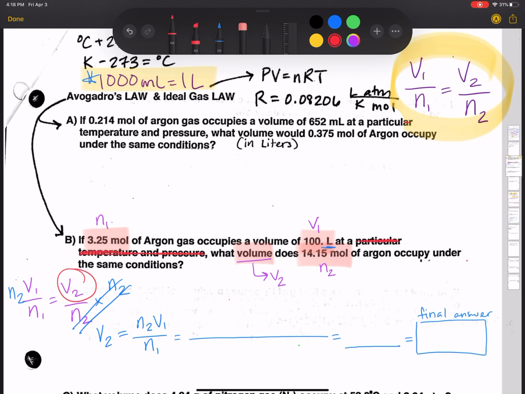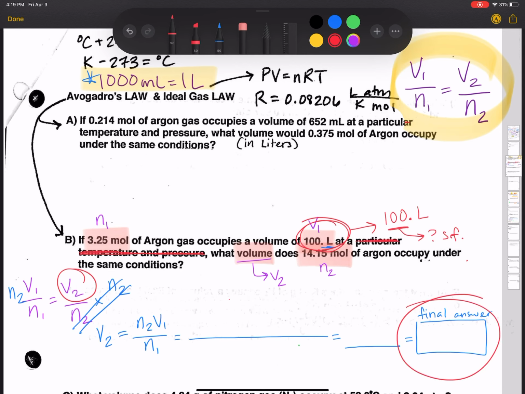Remember, you're focusing on all your data. So you have two sets of moles and you have a set of volume. Notice the volume is 100. liters. So pay attention to this to figure out or to remember how many sig figs that is. And everybody accounts for the sig figs in your final answer.